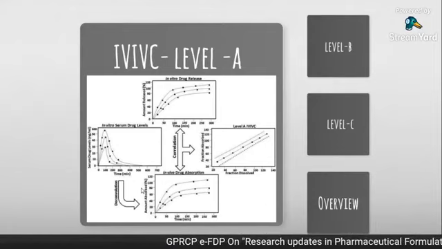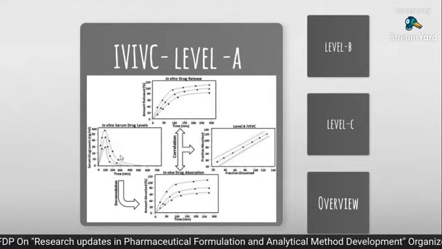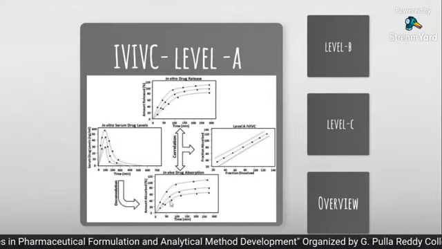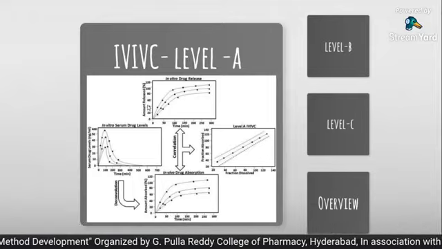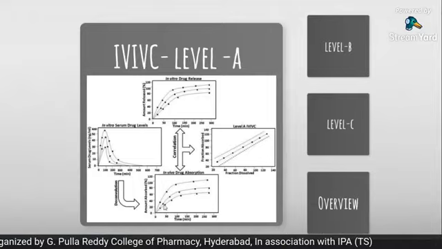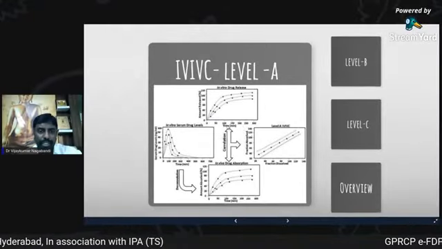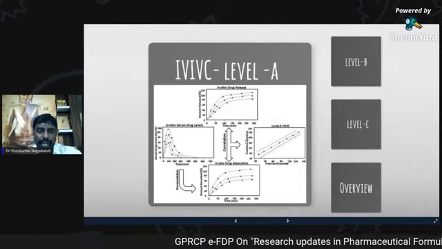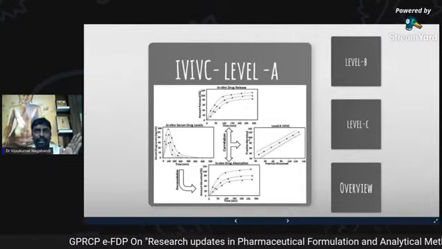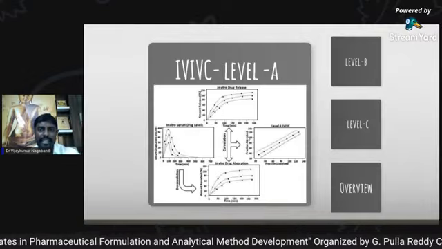By the Wagner-Nelson method, all plasma concentration values or serum concentration values should be converted into amount of drug absorbed. Now time is constant. Here, time versus amount of drug release. Here, time versus amount of drug absorbed. In these two, now you remove the time factor, bring the amount of drug release here and amount of drug absorbed here. Now you take the graph by taking % drug release on x-axis, % drug absorbed on y-axis.